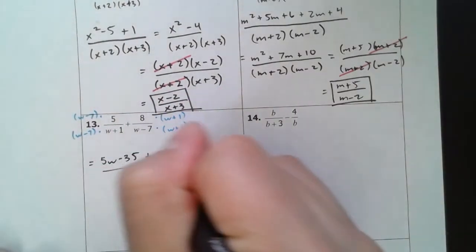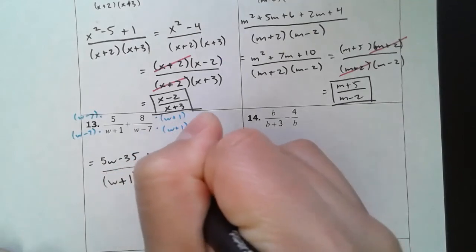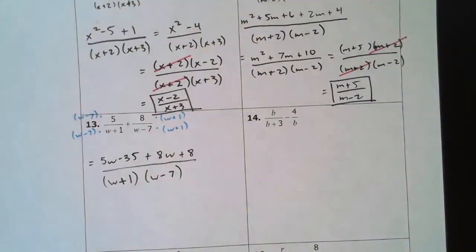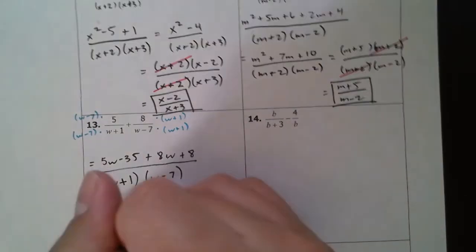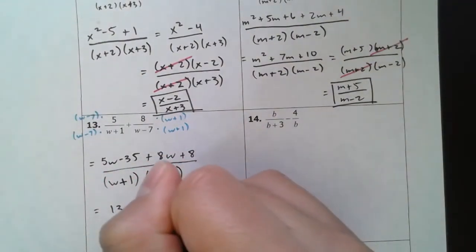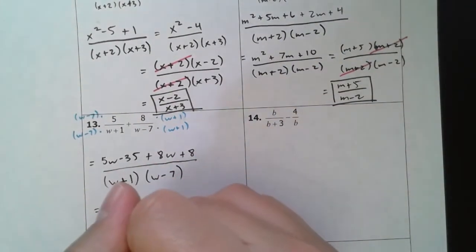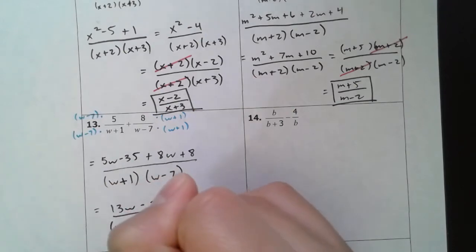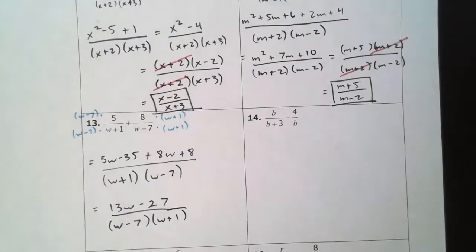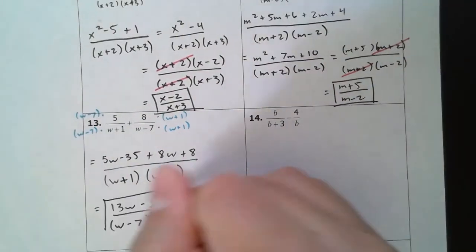So then that's over w plus 1, w minus 7. Combine like terms, I'm getting 13w minus 27 in the numerator over w minus 7, w plus 1 in the denominator. And there's nothing I can simplify from here, so that's it. We're done.